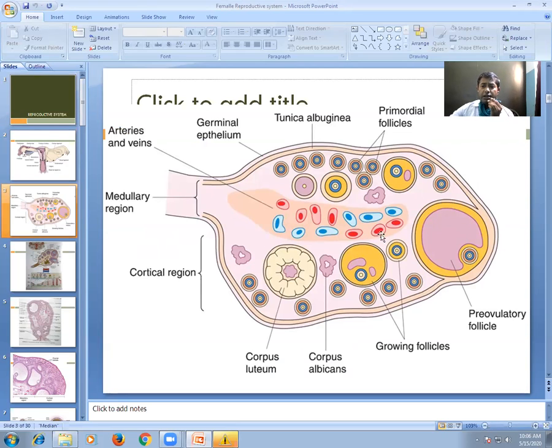So this is the schematic representation of the ovary. First of all, we are going to discuss the microscopical structure of the ovary. The ovary is covered by the simple cuboidal germinal epithelium, and after that we will get another covering known as the tunica albuginea. So simple cuboidal germinal epithelium, followed by the covering known as the tunica albuginea.